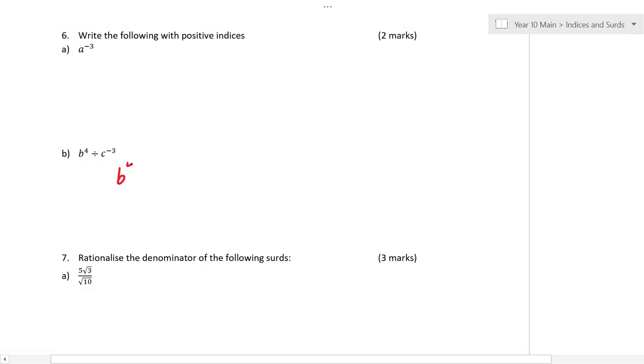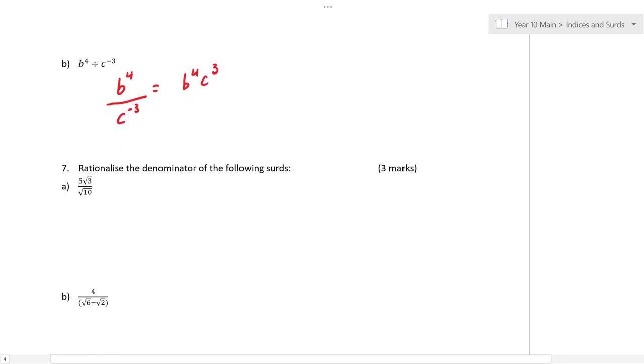First of all, change this one automatically to this. If you did that, you would realise that we can get that power to the negative, and we can bring it up to the top, can't we? So that's B4C to the power of 3.